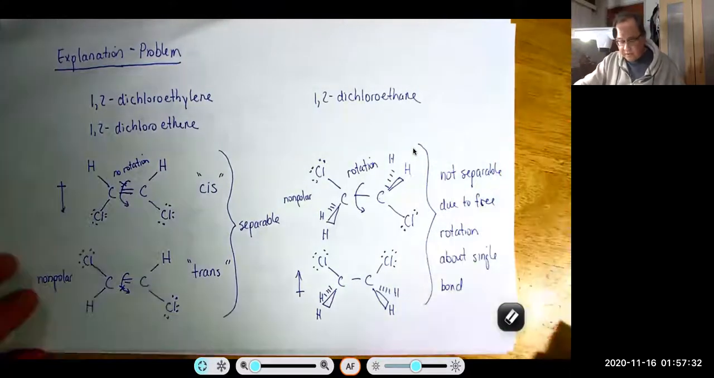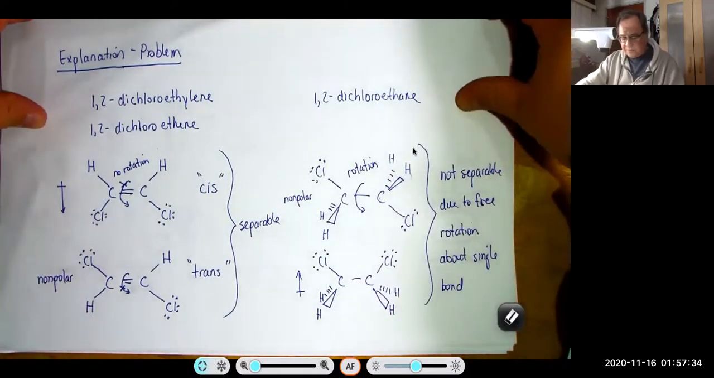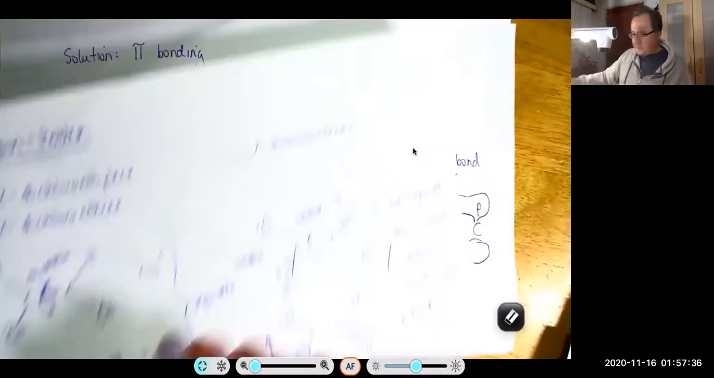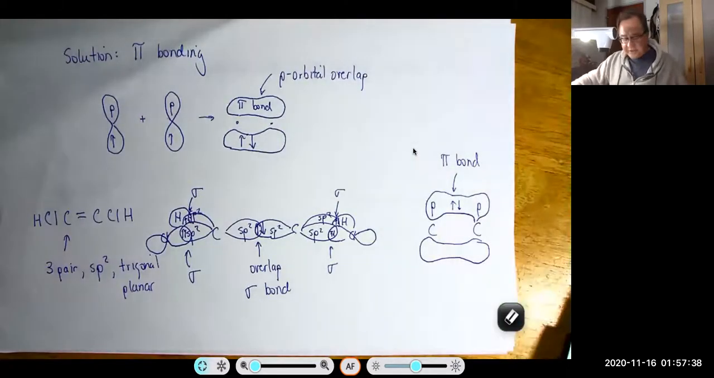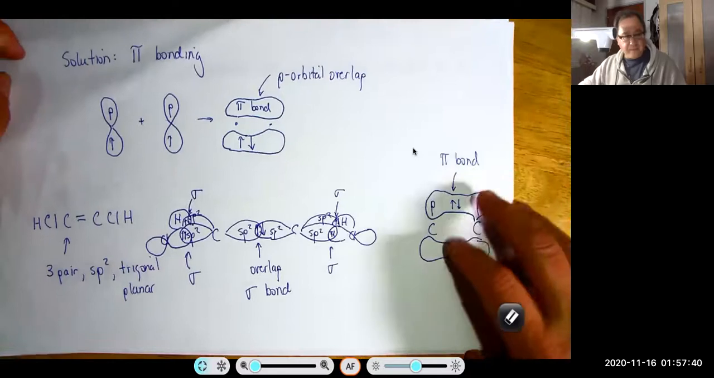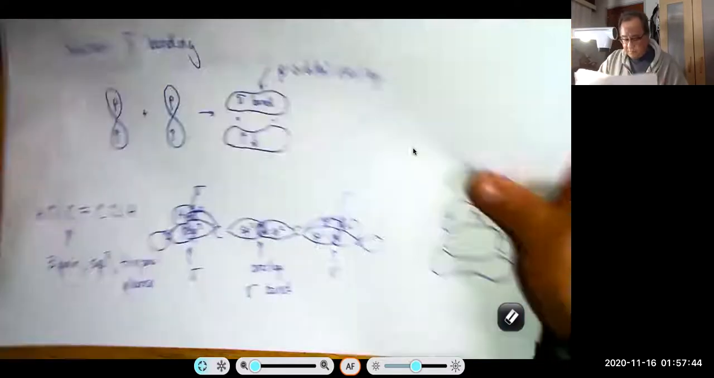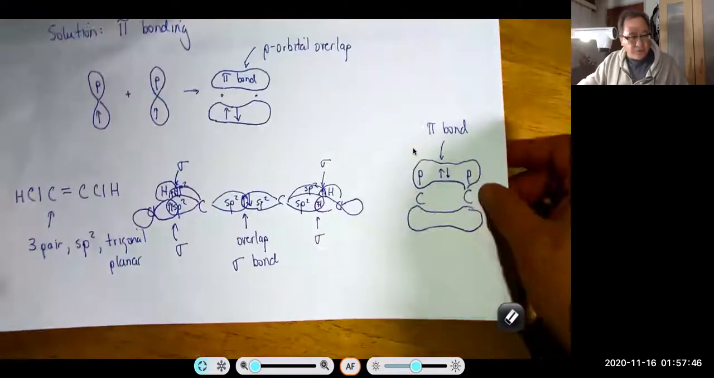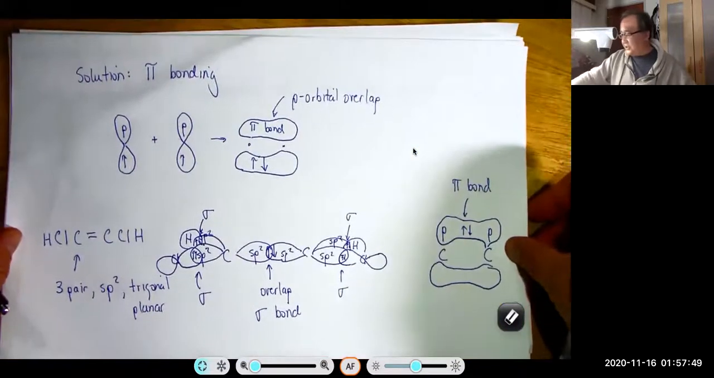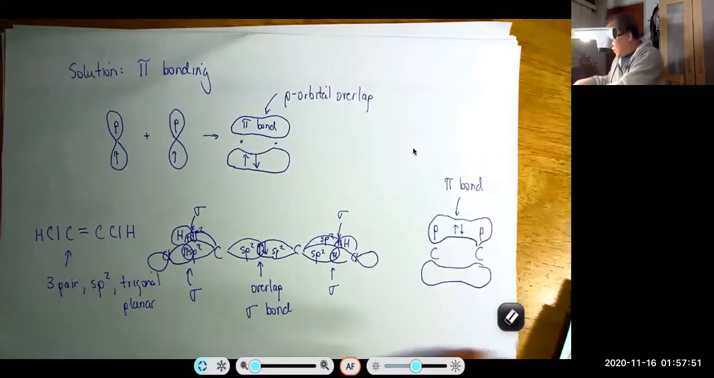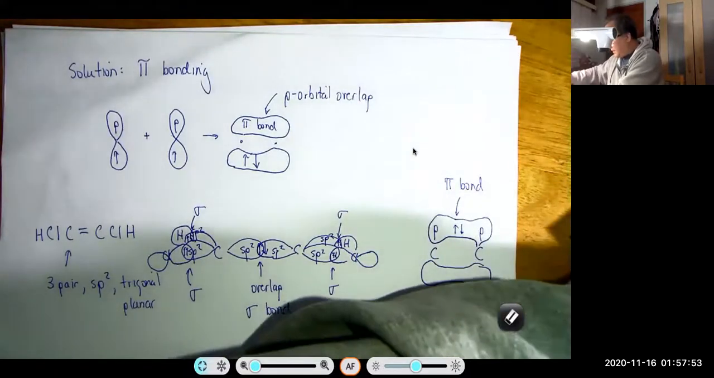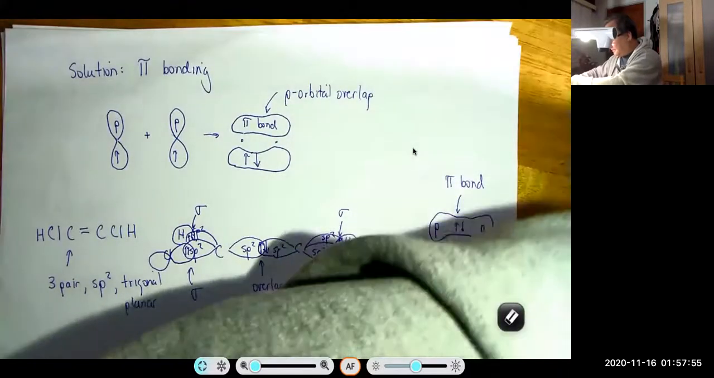Okay, so what's our explanation for how this works? Well, let's take a look here. The solution is pi bonding. So let's take a look at pi bonding. Now, before we get to pi bonding, I want us to revisit that sp2 hybridization. So I'm going to dig up my old sp2 hybridization here.